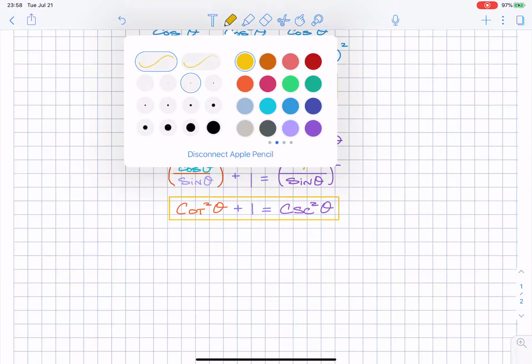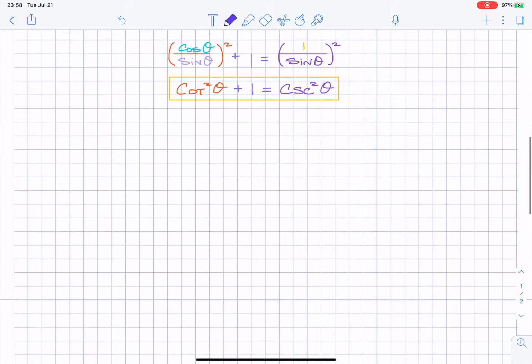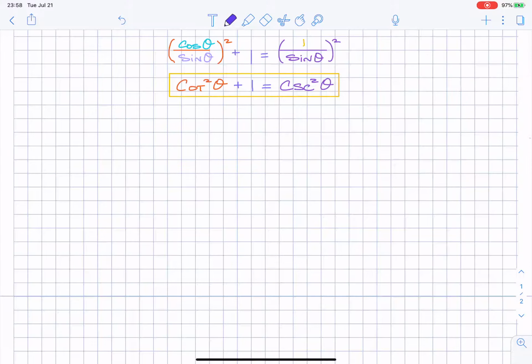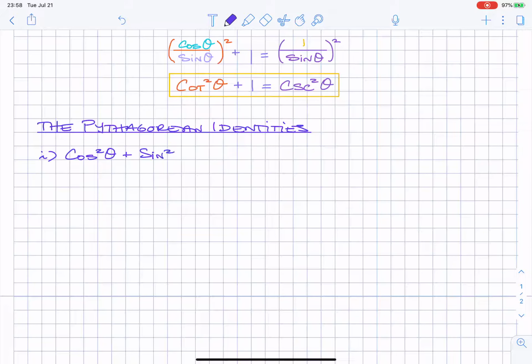But because I started, let's go ahead and list them now. So the Pythagorean identities. We always list the main Pythagorean identity: cosine squared theta plus sine squared theta is equal to 1.